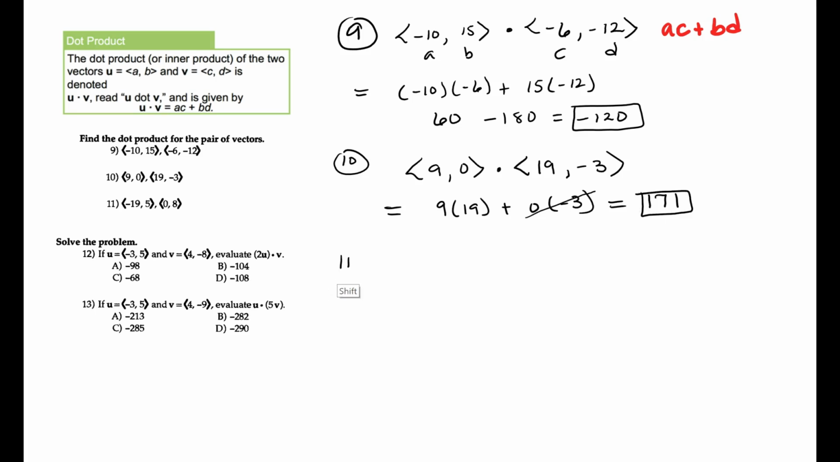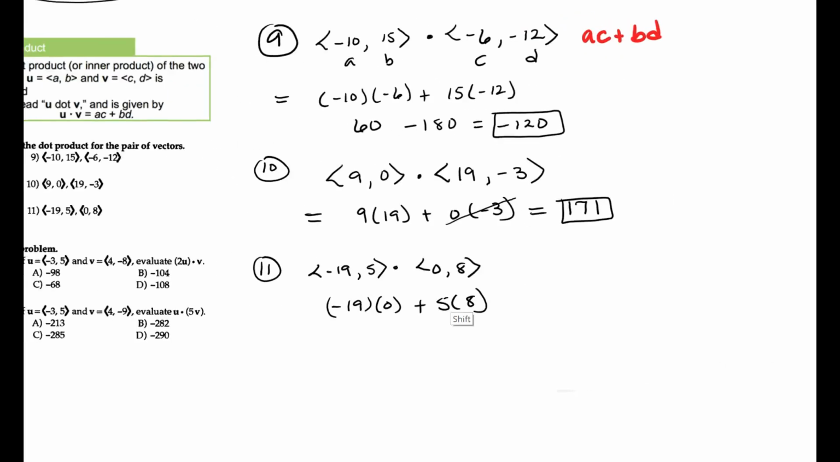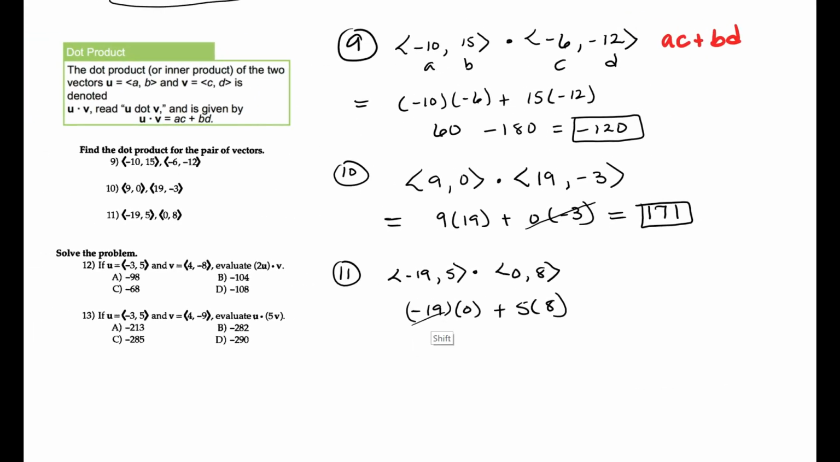So all we have to worry about is 9 times 19, and that's easy enough, 171. One more here of this type, we're going to take negative 19, comma 5, dot that with 0, 8. This one is fairly easy when you think about it, because negative 19 by 0 is 0, and 5 times 8 is 40. So the dot product is just going to be 40 for that one.